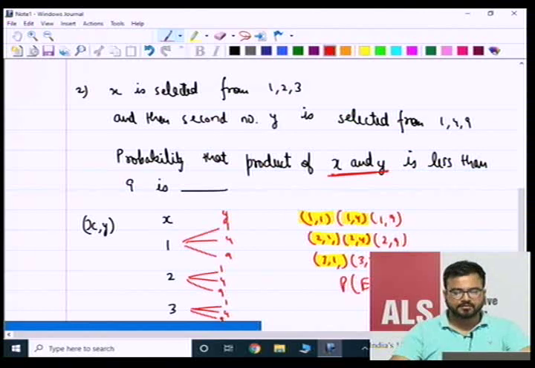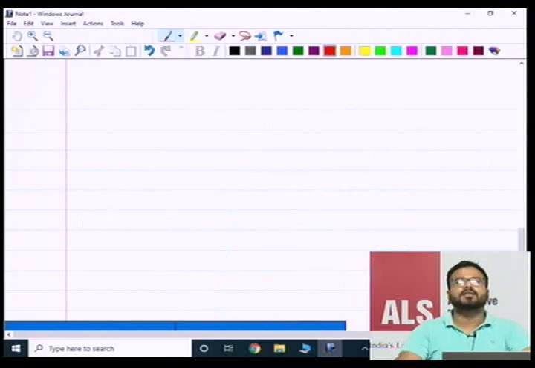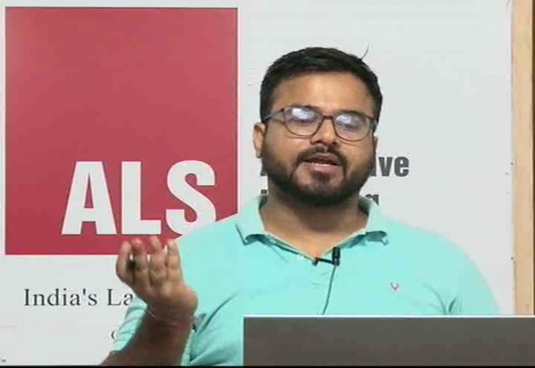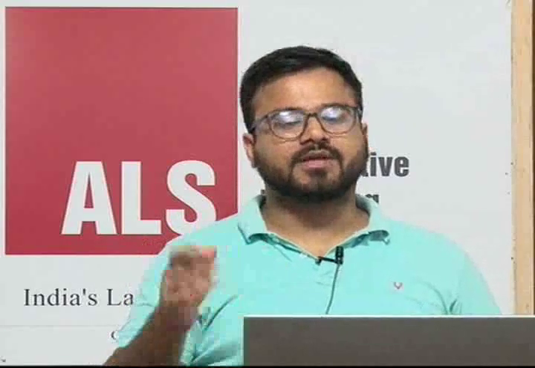Okay. So let us start with the next section, based on the cards, because till now we have done the questions based on the dice and on the coins, and now we will learn the concept of the cards, then we will practice the questions. So cards are basically the playing cards.